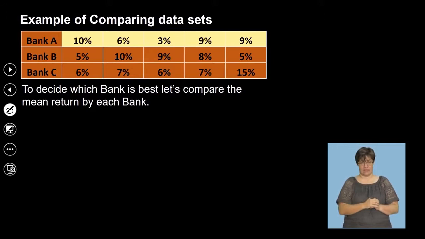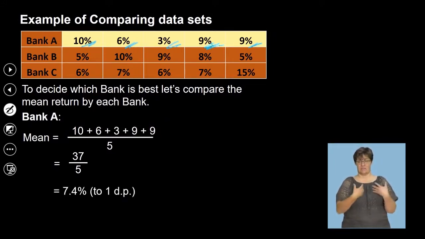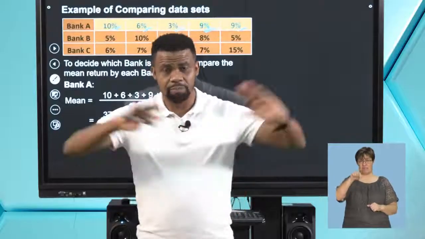To decide which bank is best, let's compare the mean return for each. The mean is the average. So the mean will be 10 plus 6 plus 3 plus 9 plus 9. Are we all together? Divided by 5. That gives us 7.4% to 1 decimal place. So the average performance of Bank A is 7.4% in the past 5 years.